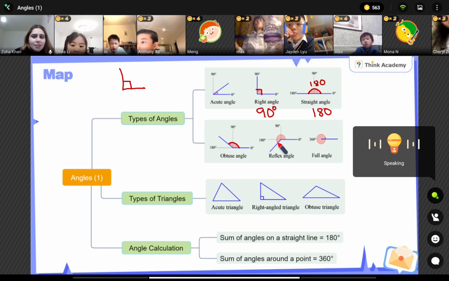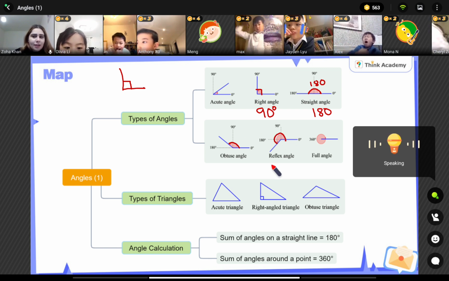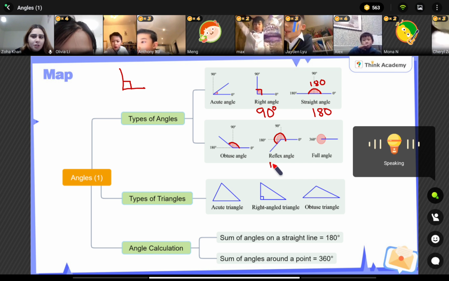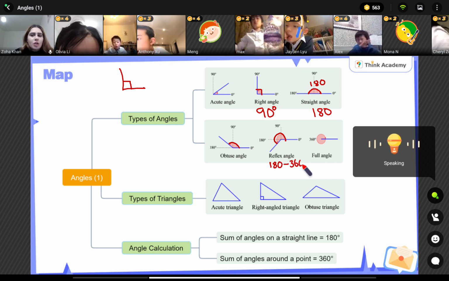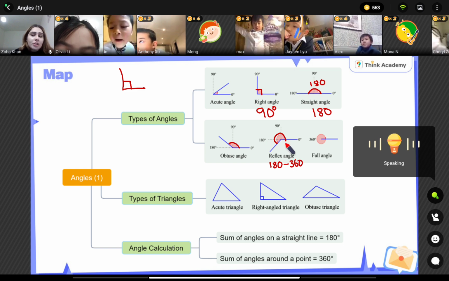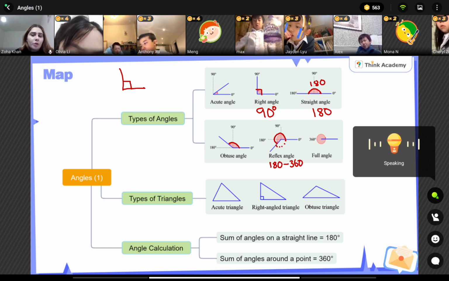Not quite. That's a reflex angle. Look, the reflex angle is that. Okay, the reflex angle is bigger than 180. It's a very big angle, but it's still smaller than 360. Remember, 360 is the full turn.